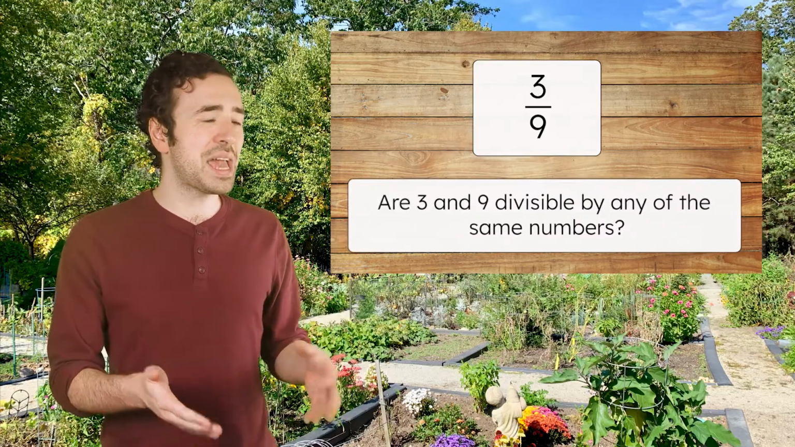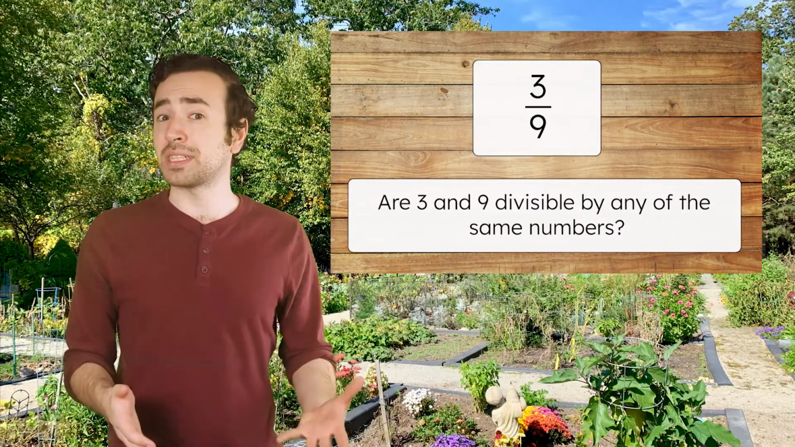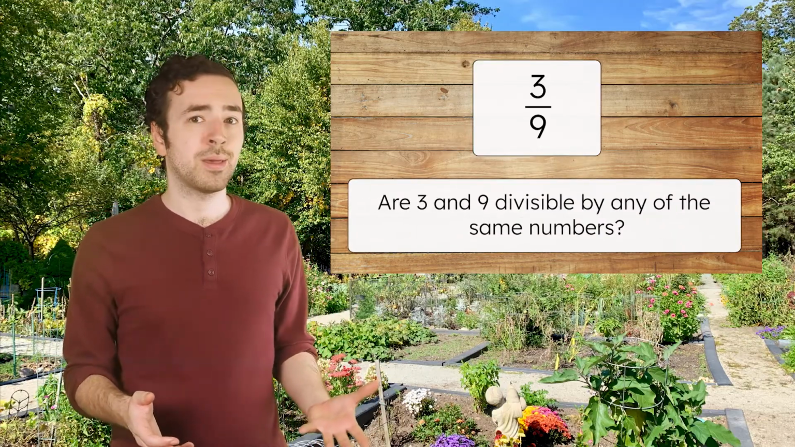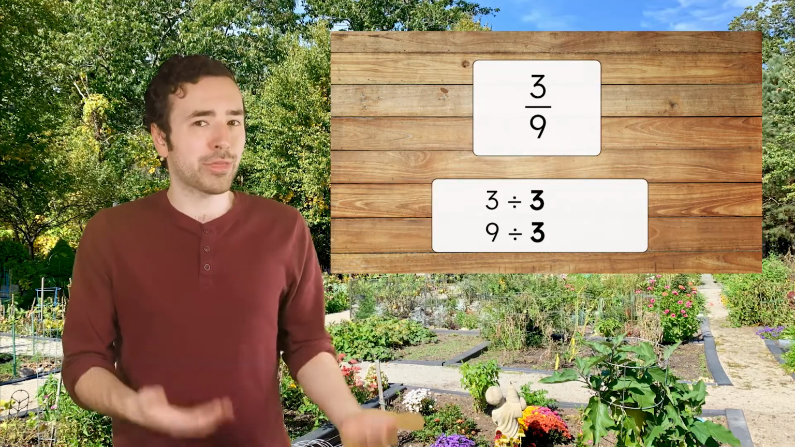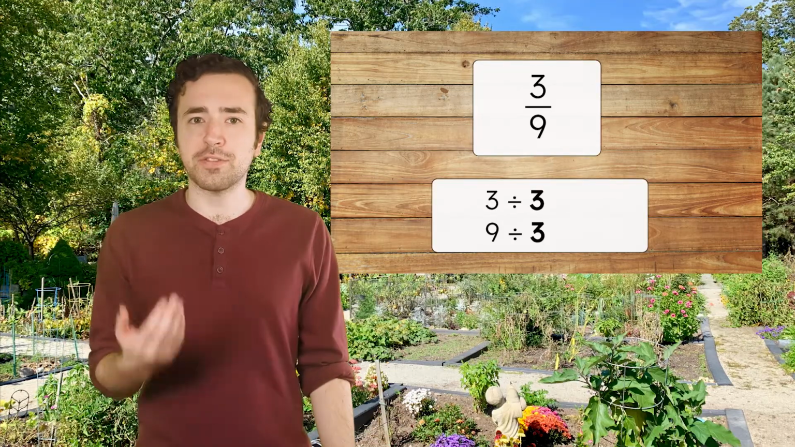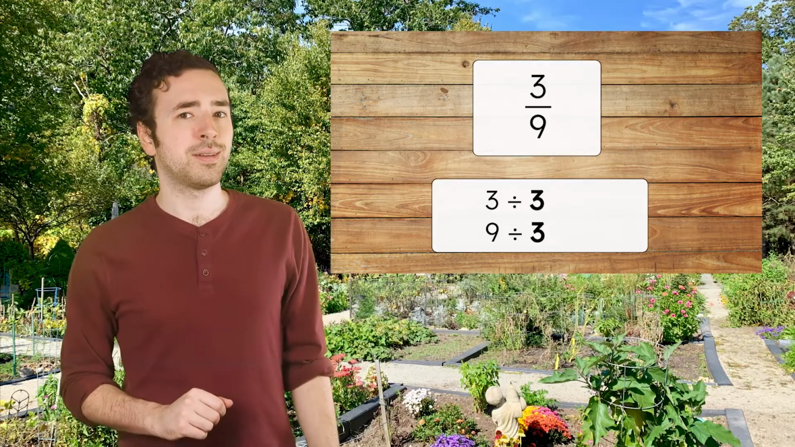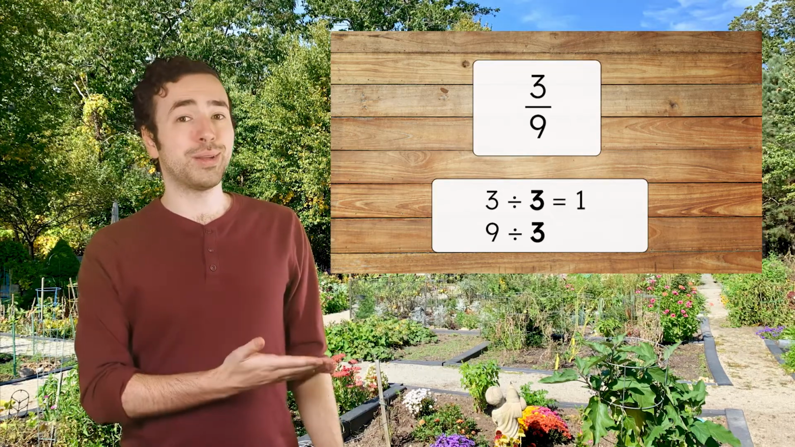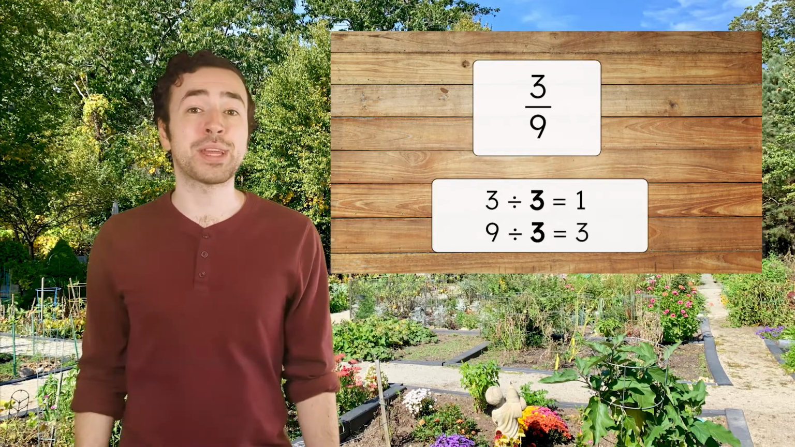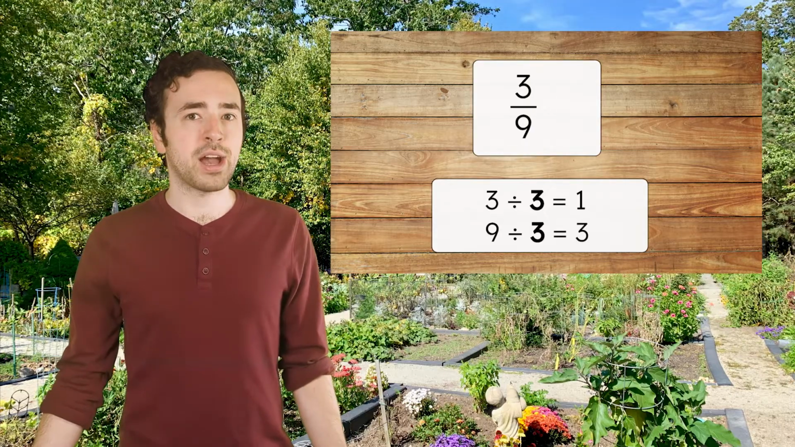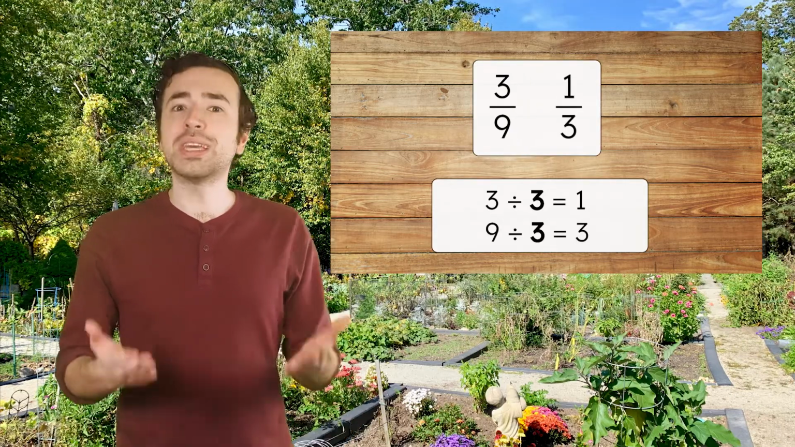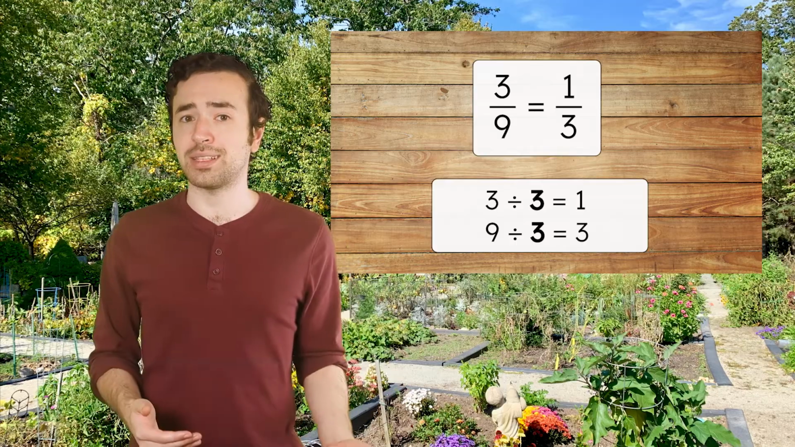So are 3 and 9 divisible by any of the same numbers? They're both divisible by 3. So what equivalent fraction does that give us? 3 divided by 3 is 1, and 9 divided by 3 is 3. So now we have 1/3, which is equivalent to 3/9.